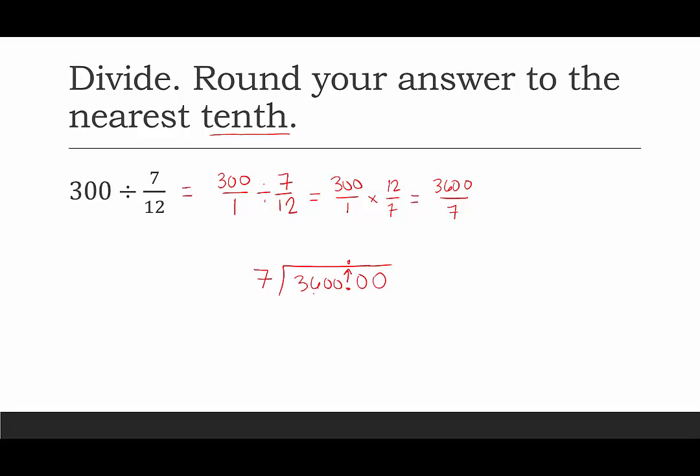7 goes into 3 0 times. 7 goes into 36 5 times. Minus 35. And we end up with 1. Bring down the 0. 7 goes into 10 1 time. Minus 7. We have 3 left over. Bring down the 0. 7 goes into 30 4 times. So it's right before the decimal point. Minus 4 times 7 is 28. I ran out of space. We have a 2. We'll bring down the next 0.